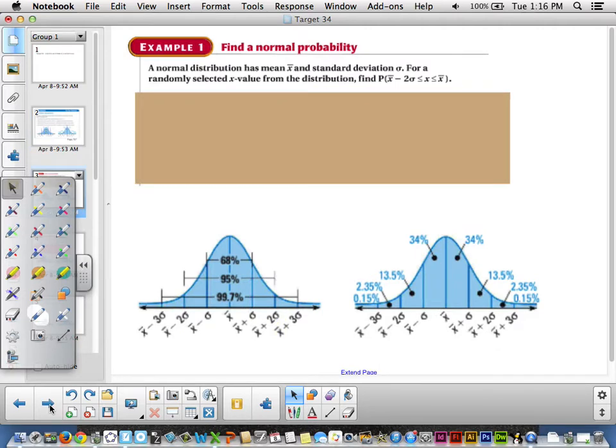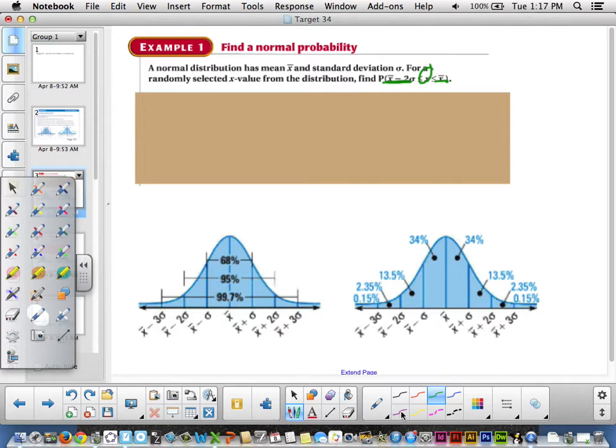A normal distribution has an average, a mean, of x and a standard deviation of theta. I'm not sure how to pronounce that. We'll call it Omicron. For a randomly selected x value from the distribution, find the probability that the average minus 2 standard deviations is less than x is less than the average. So here we're saying that the value we pick is between the average and 2 standard deviations below.